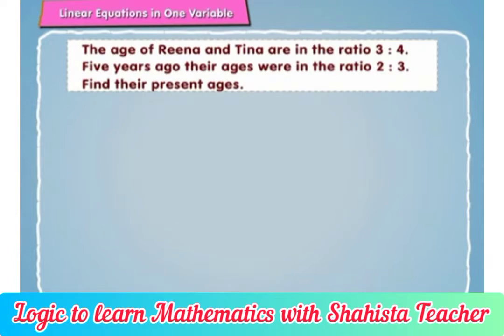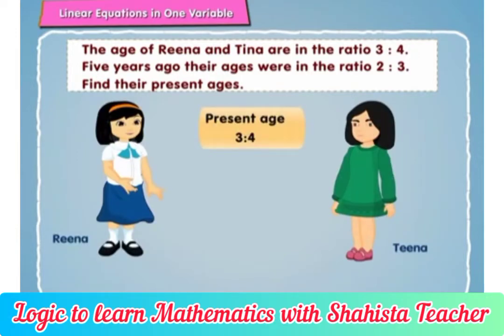Now let's solve a word problem. The ages of Reena and Tina are in the ratio 3:4. 5 years ago their ages were in the ratio 2:3. Find their present ages. The present age ratio of Reena and Tina is 3:4, and 5 years ago it was 2:3.